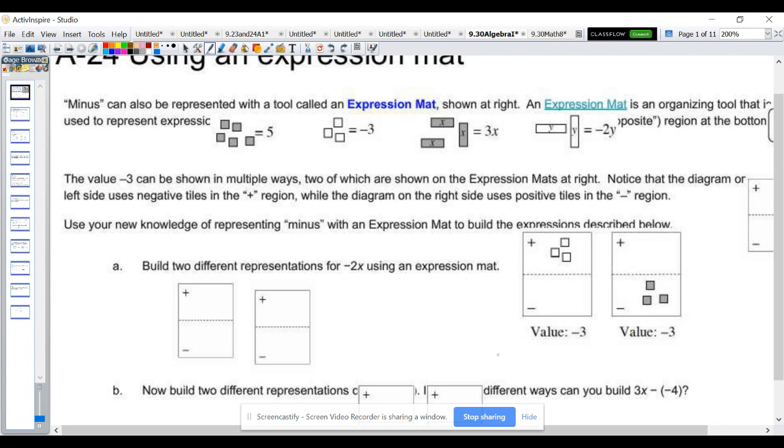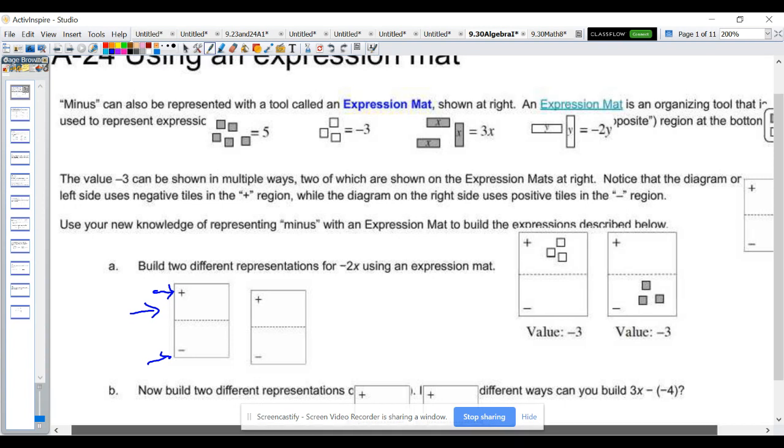What's an expression mat, as I believe we discussed, looks like this, and it's kind of like a regular algebra tile mat that we've been using, just kind of a blank space, except it's assigned values to each half. So this top half is positive, bottom half is negative. So throughout this, it's going to ask you to represent things using different representations. The way that I'm able to do that is based on these positive and negative signs.